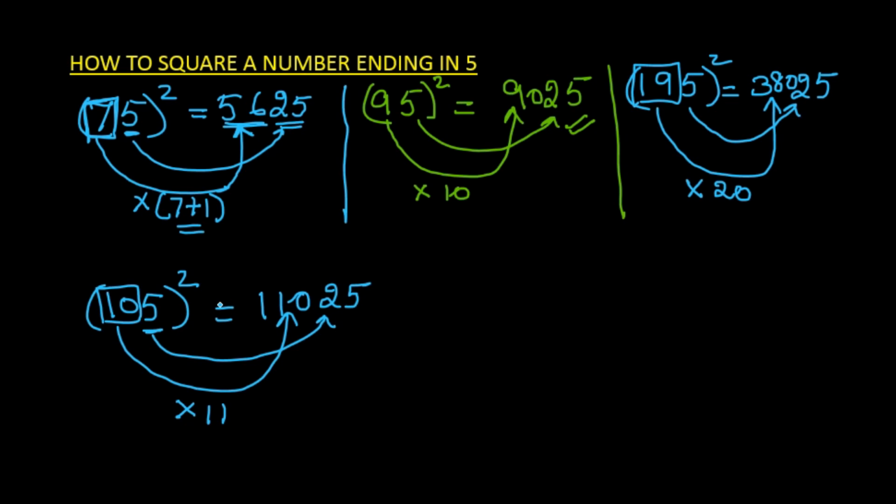So you see how simple this method is. The only thing required to remember this method is continuous practice. Whenever you get any calculation with a number ending in 5, please try to use this method. Slowly it will become your habit and the calculations will become really fast. I hope squaring a number ending in 5 is clear to everyone.